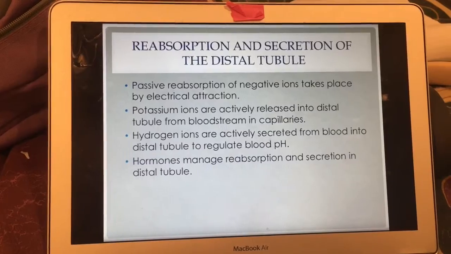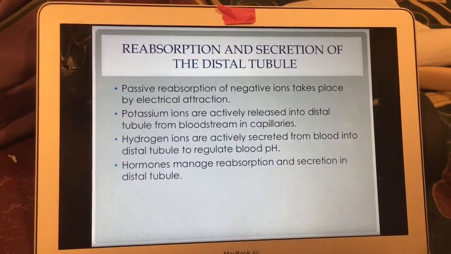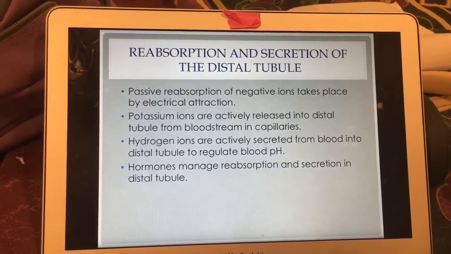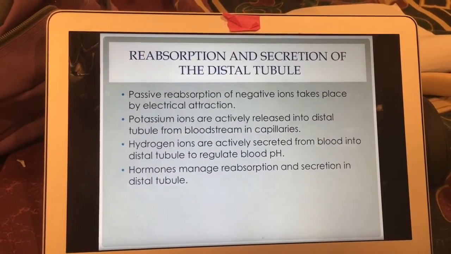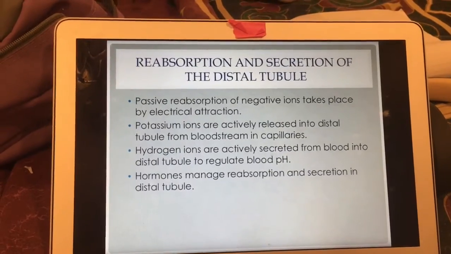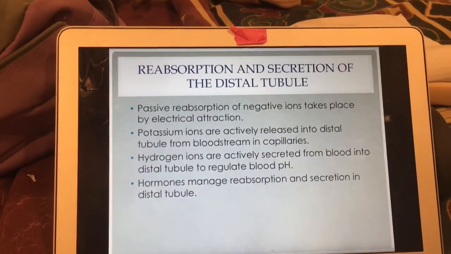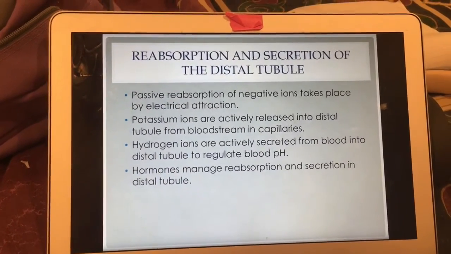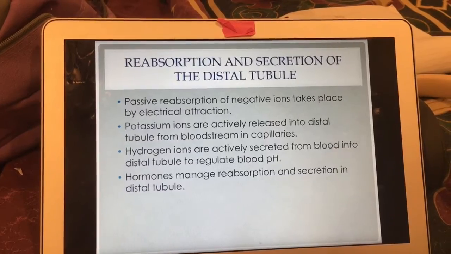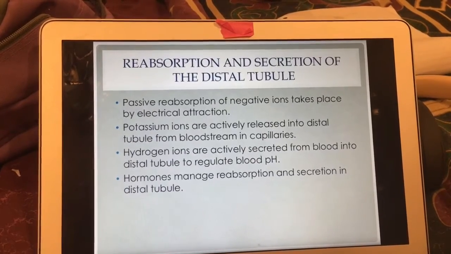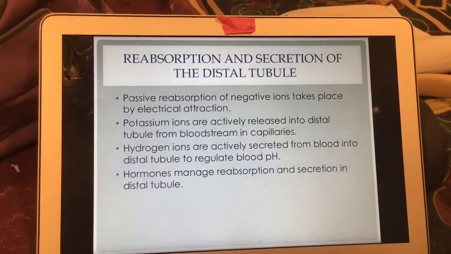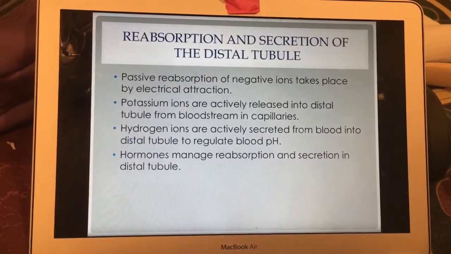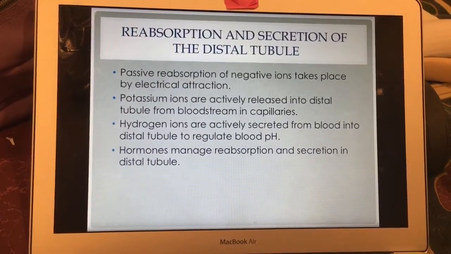Passive reabsorption of negative ions takes place by electrical attraction. Potassium ions are actively released into the distal tubule from the bloodstream in the capillaries. Hydrogen ions are actively secreted from the blood in the distal tubule to regulate blood pH. And penicillin and other medications are secreted from the blood into the distal tubule. Overall, hormones manage reabsorption and secretion in the distal tubule.